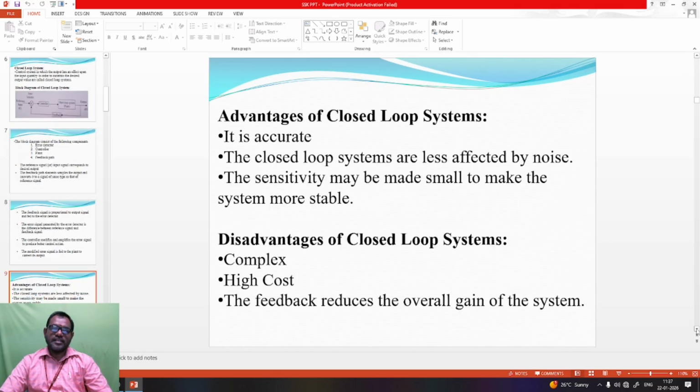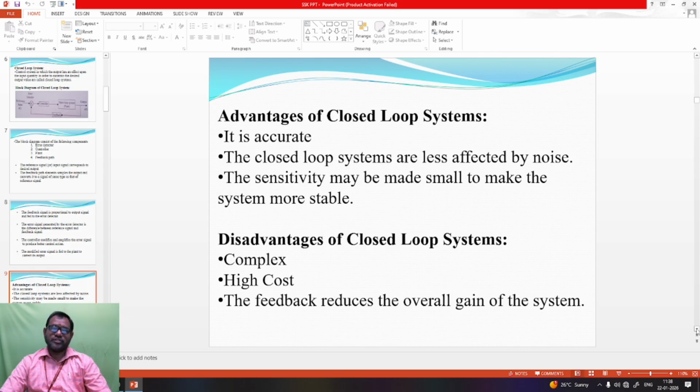So next we will discuss the advantages and the disadvantages of closed loop system. It is accurate and less affected by noise. We know that it is an accurate system because feedback is available, and the noise will be very low because there is no kind of distortion.